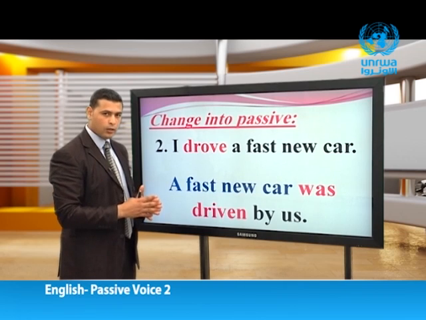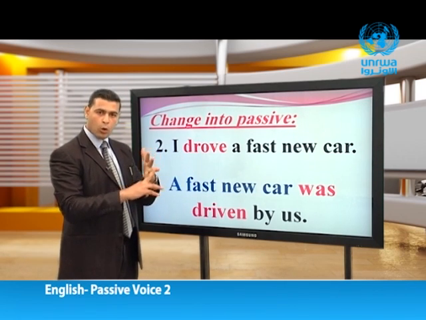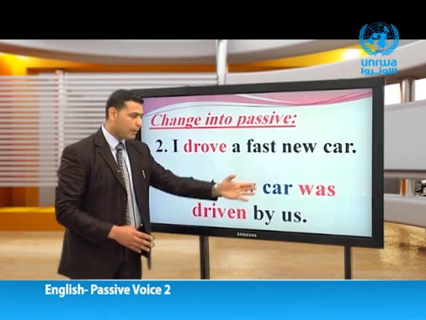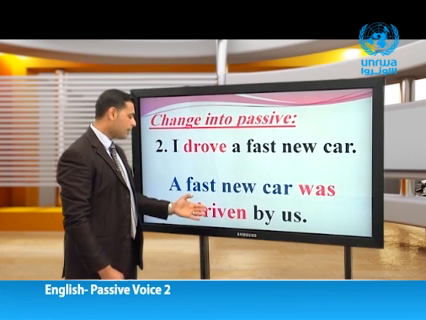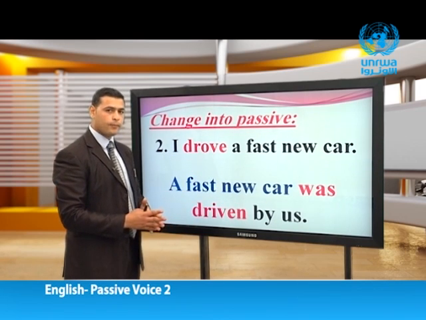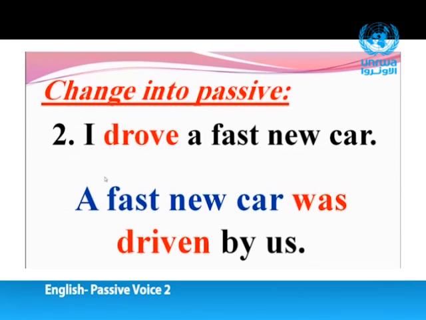Car, one car, and the verb is in the past. Drive, drove, driven. Here drove is in the past, so we use the helping verb was plus the past participle of the verb drove, then by us. Let's read the sentence for the last time. A fast new car was driven by us.